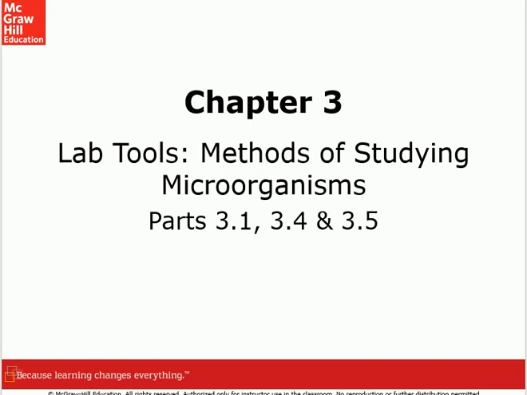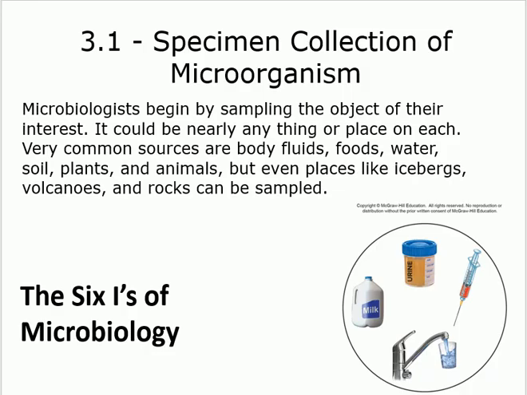So chapter 3 is lab tools, and this is the methods to study organisms, including the media, the nutrients, and different things. So the first thing is how to get a specimen in the first place. I need to get a specimen of microorganisms. How do you get it, and where do you get it from?